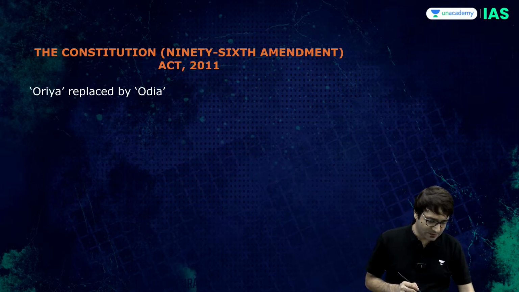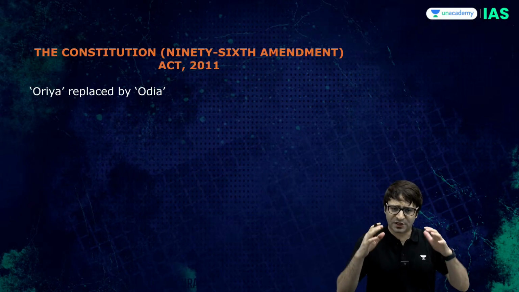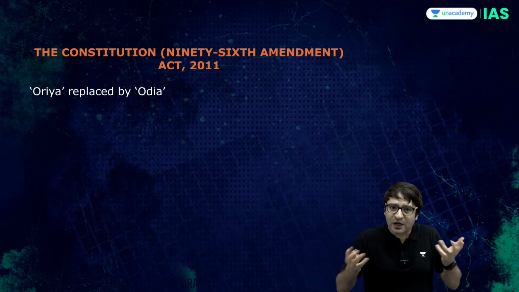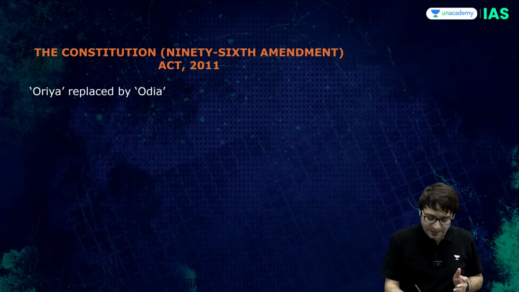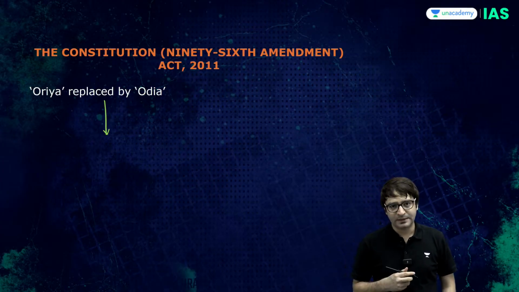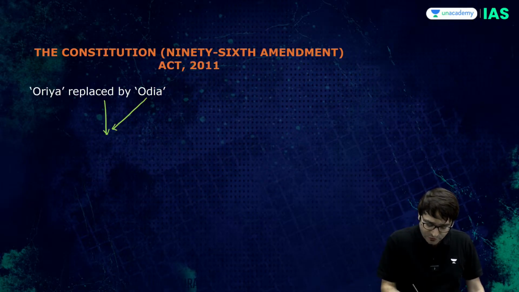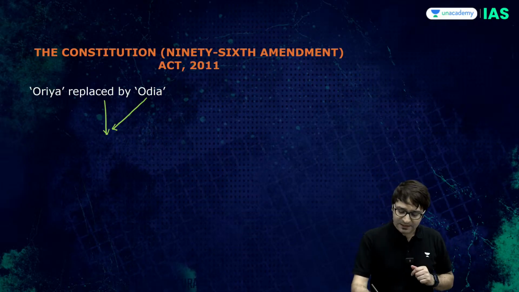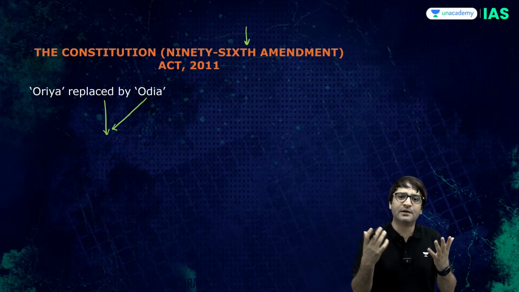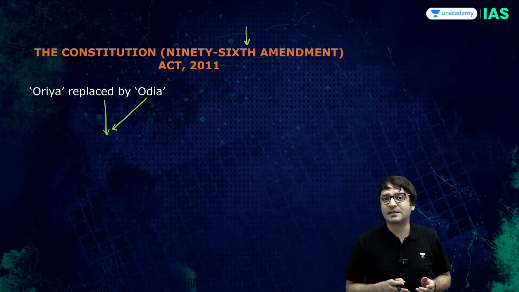Clear? Very good. Let's look at the 96th Constitutional Amendment Act 2011. Although not that important, I just wanted to tell you that even for changing the spelling of a name, you require a constitutional amendment. In the 8th Schedule of the Constitution, we have one language which used to be called Oriya, because the name of the state was Orissa. The name of this language was changed to Odia by the 96th Constitutional Amendment Act in 2011. Clear? And Odia was also given, not through a constitutional amendment, the status of a classical language as well.